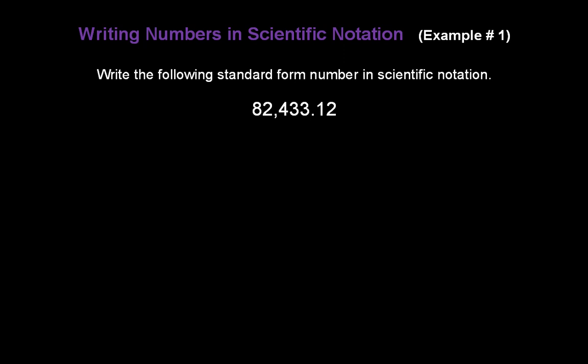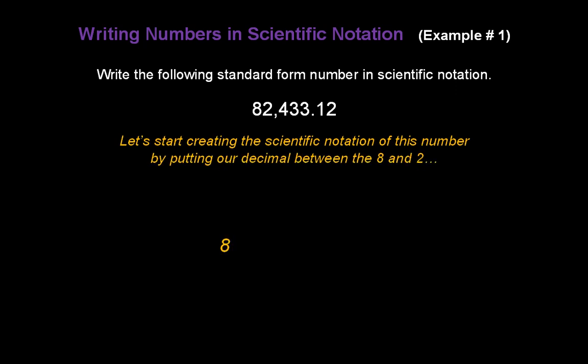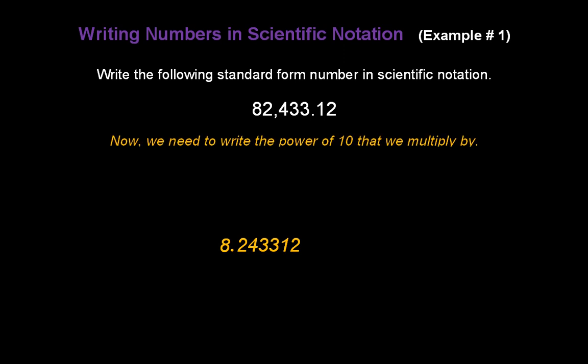Write the following standard form number in scientific notation, 82,433.12. Let's start creating the scientific notation of this number by putting our decimal between the 8 and the 2. We know it has to go there. And then we can write the rest of the numbers down. The 4, 3, 3, 1, 2 go after that. That's now our first factor.